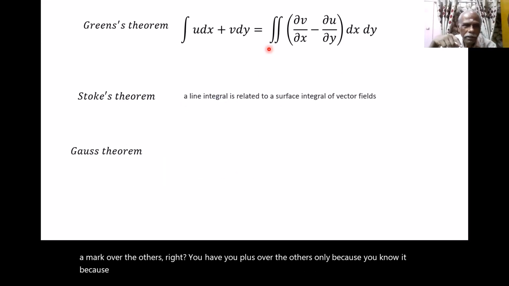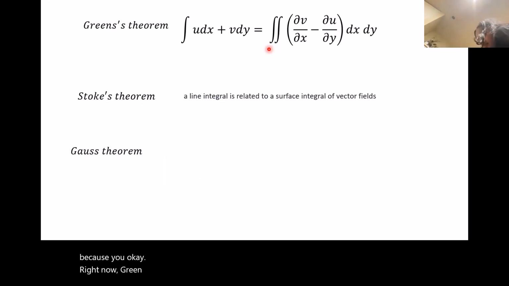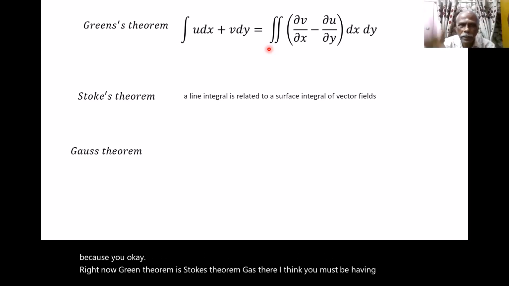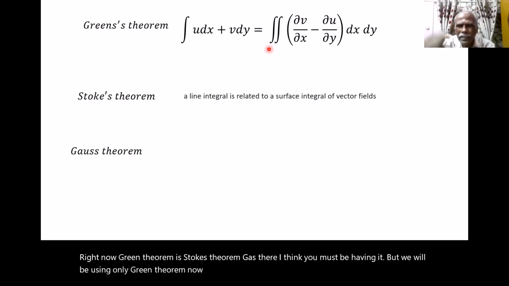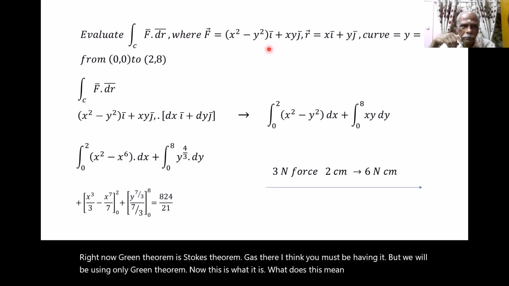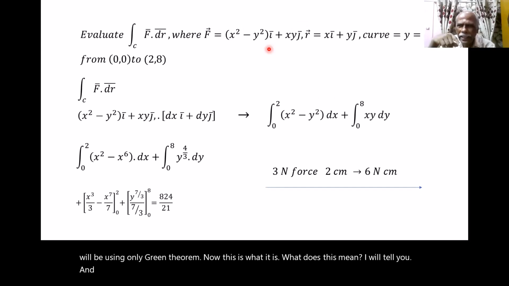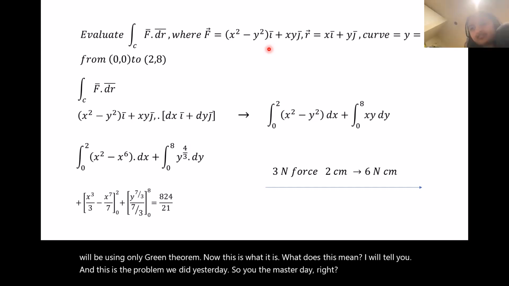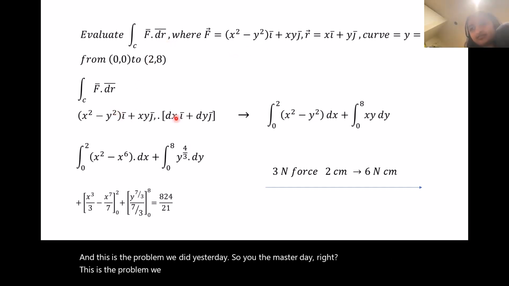Now, Green's theorem, Stokes theorem, Gauss theorem. I think you must be having it, but we'll be using only Green's theorem now. This is what it is. What does this mean? I will tell you. And this is the problem we did yesterday, so you would have mastered it. We are using Green's theorem here.